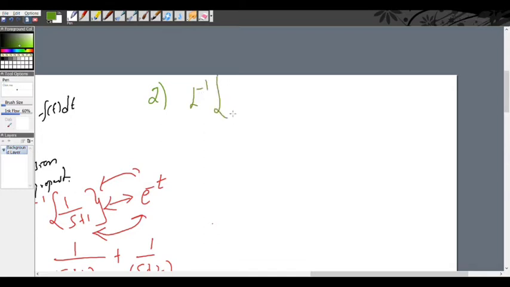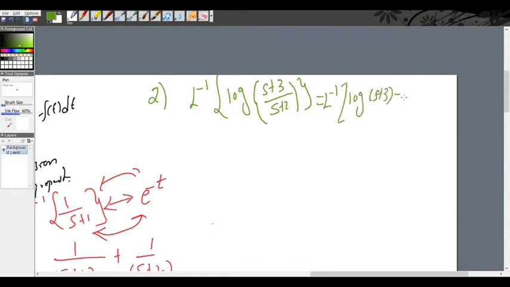L inverse of log of (s plus 3) divided by (s plus 2). You have to find this, right? So log of a by b, we can write as log of a minus log of b. So this particular expression I can very well write as L inverse of log of (s plus 3) minus log of (s plus 2), right?